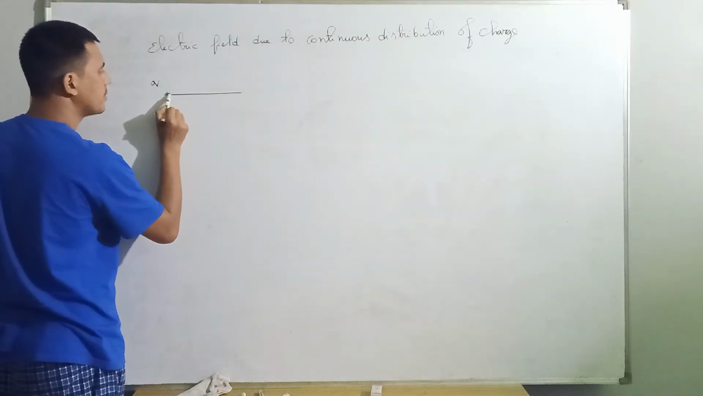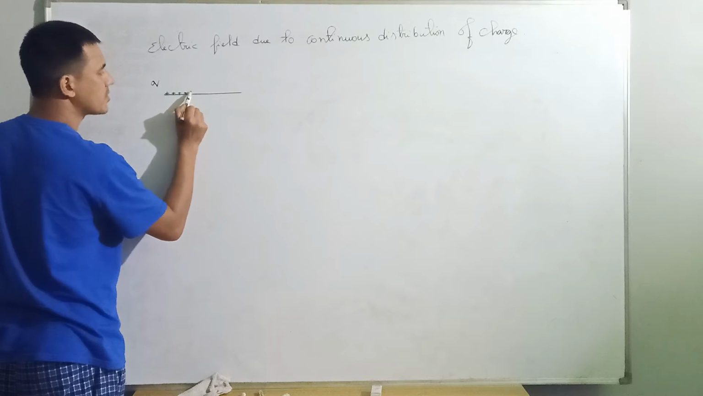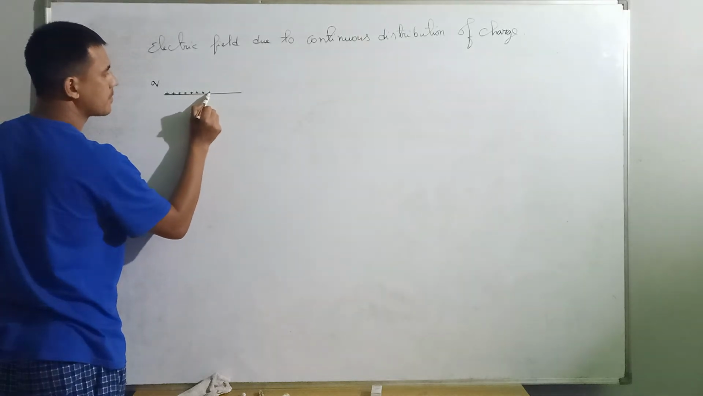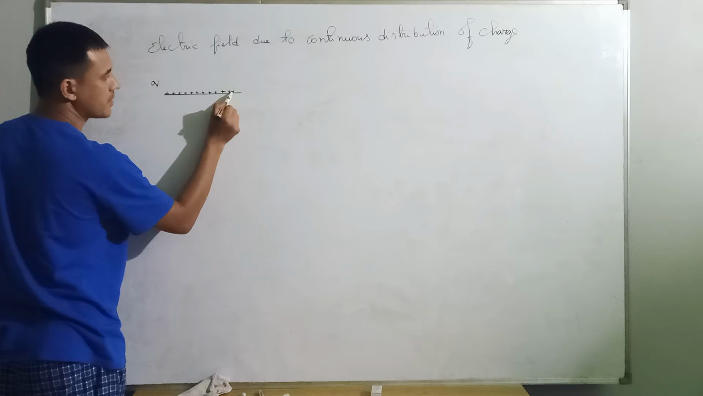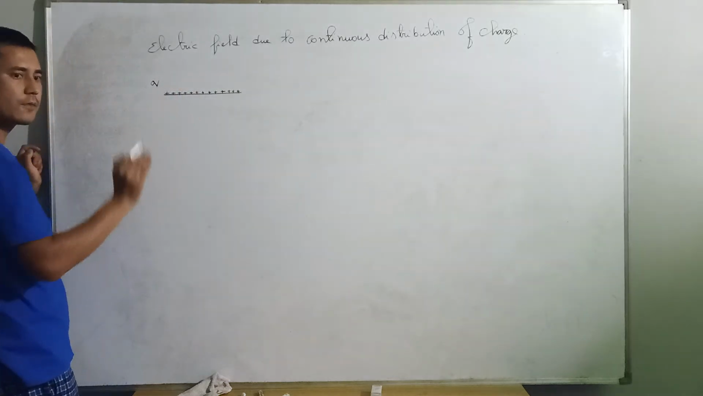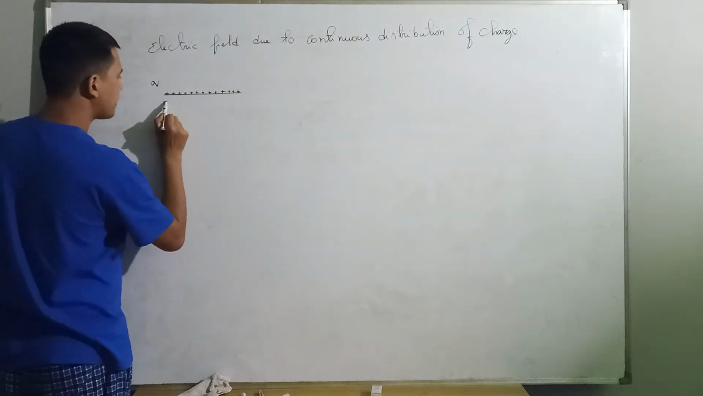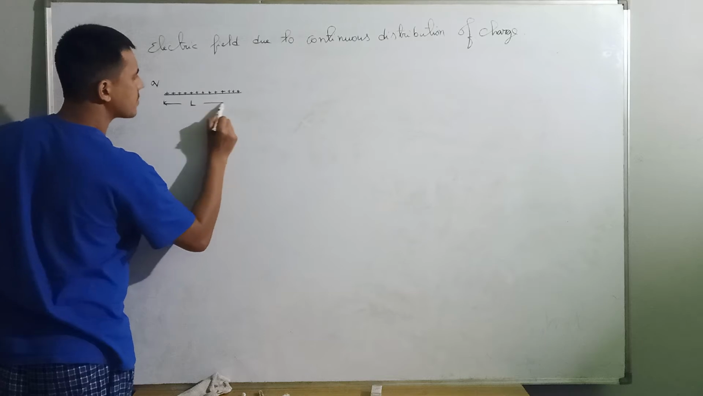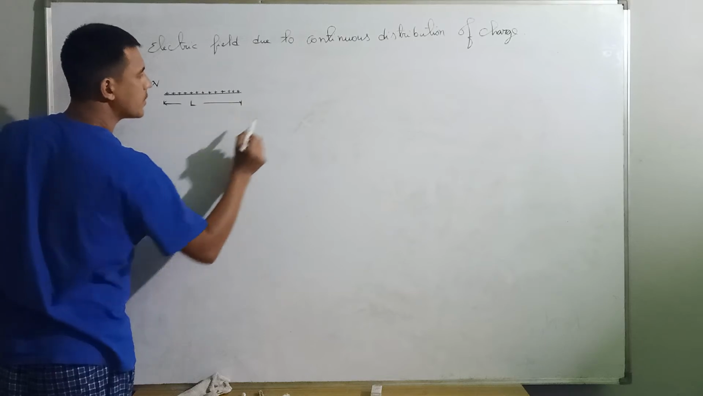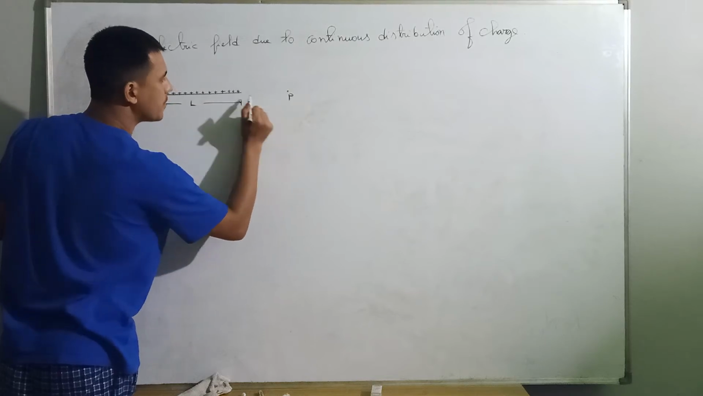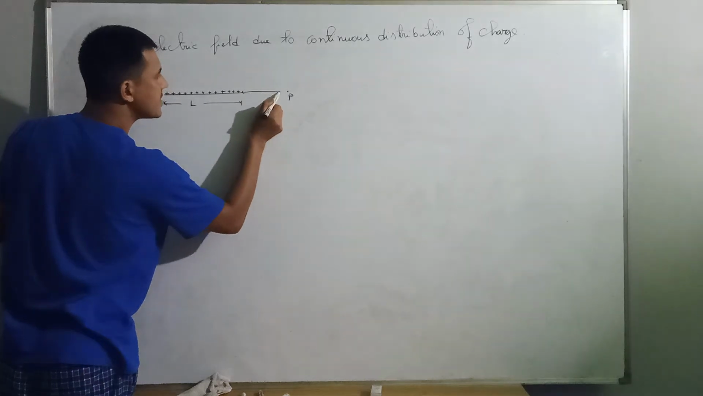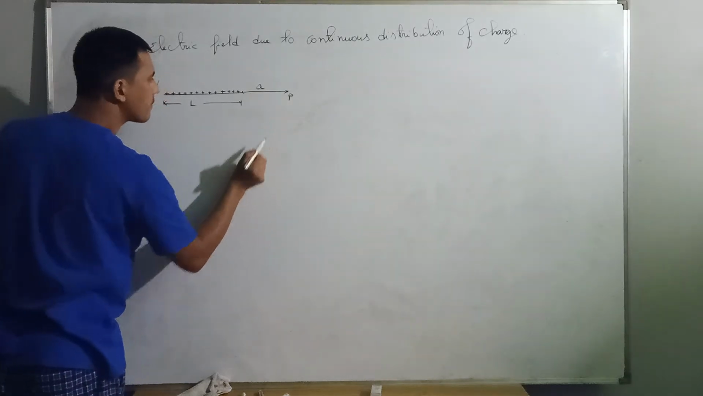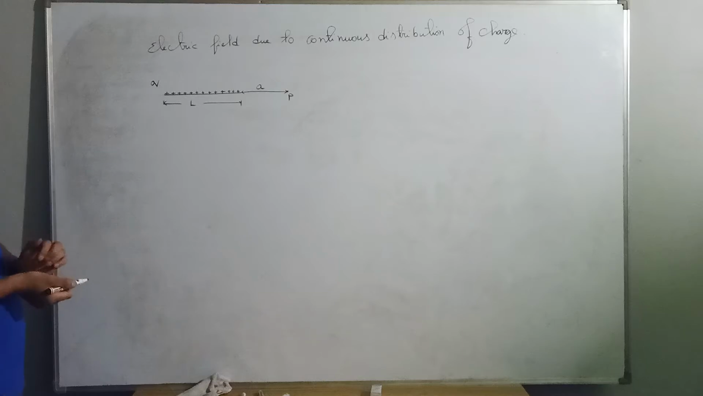Total charge Q. This rod has total charge Q. The charge is uniformly distributed all over the length. And let's consider that the length of this rod is L. I want to find out the electric field at this point P, which is placed at the distance A from one end of the rod. Is it okay to you?